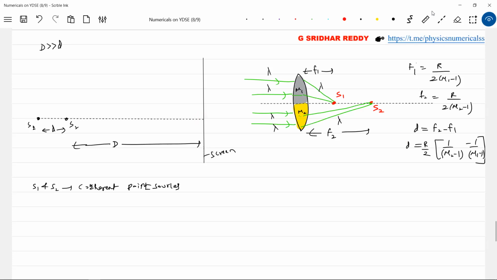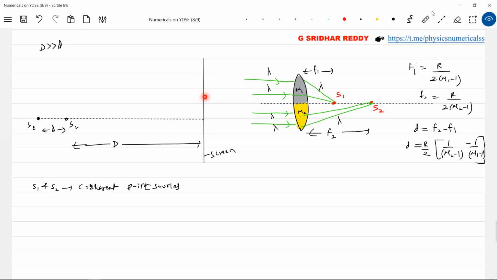Now if this is lambda, then what do you expect here? The maxima. If this is 2 lambda, then also maxima. If this is lambda by 2, what do you expect here? Minima. Got this? Okay, now suppose the rays arriving here have a path difference, here I'll get maxima. Can I send rays like this? Here, if the path difference is equal to n lambda, then again we'll get one more maxima.